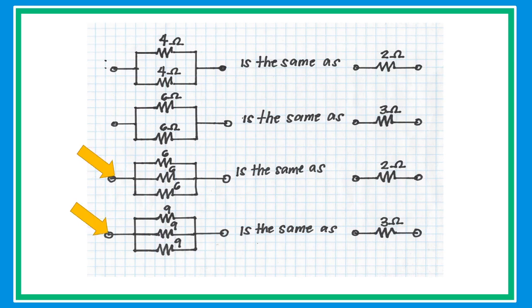And on the next equation, if we have 3 resistors that are connected in parallel with the same value, just simply divide the value of the resistor by the total number of resistors. In the example, the value of the resistor is 6 ohms and the total number of resistors is 3. 6 divided by 3 equals 2. This is the same if you have 4, 5, or 10 resistors connected in parallel with the same value, just simply divide the value of the resistor by the number of resistors.